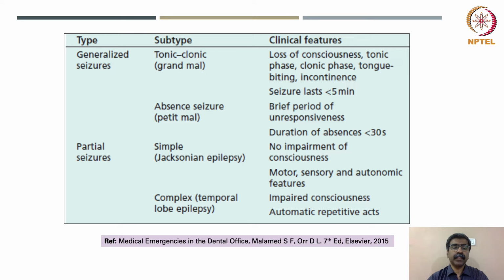The seizures are generally classified as generalized seizures and partial seizures. The subtypes include tonic-clonic or grand mal, absent seizures or petit mal. In partial seizures, it is simple, which is the Jacksonian type of epilepsy, or complex, which is temporal lobe epilepsy. In the tonic-clonic or the grand mal, the clinical features include loss of consciousness, tonic phase, clonic phase.